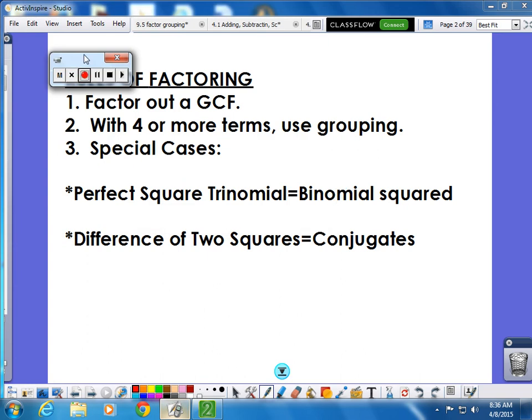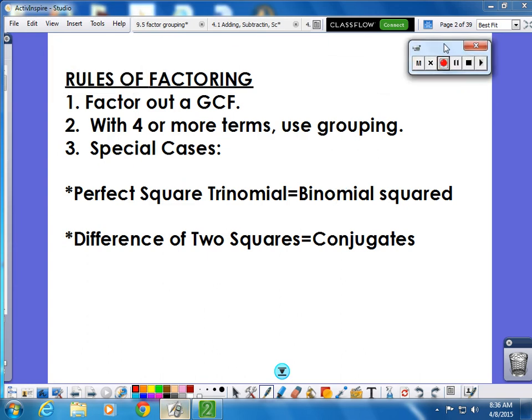Okay, so we have already discussed factoring out a greatest common factor, and that is still the first thing you always look for in every problem to see if you have a greatest common factor. And then number two, of course, with four or more terms, we've done grouping now for a couple of days. So today we're going to probably have the shortest lesson, talk about maybe the easiest type of factoring.